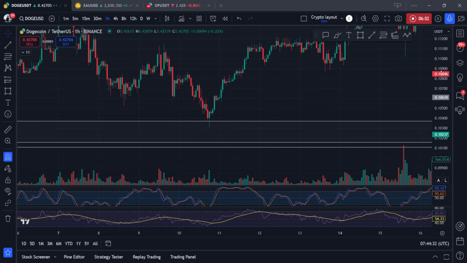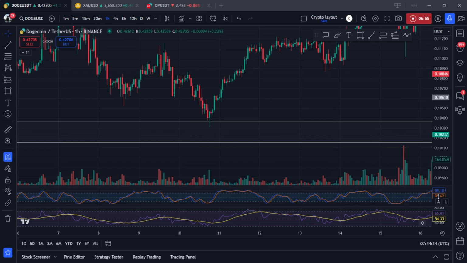You can also use indicators, like I mostly use RSI, which is this one. It's called RSI, and then this one is stochastic RSI as well.